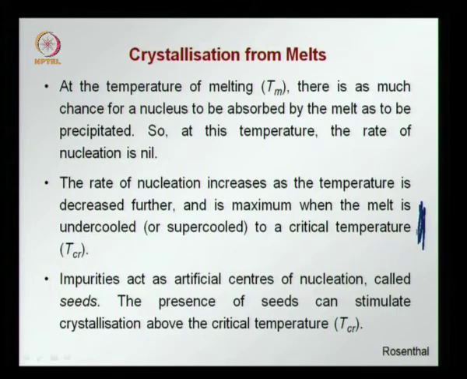Suppose you have impurities in the melt, these can act as artificial centers of nucleation called seeds. In the case that seeds are present, crystallization can occur above the critical temperature, T critical, that is closer to the melting point. If it is a pure material, it has to be supercooled to the critical temperature, T critical, but if there are seeds, then crystallization can occur above the critical temperature itself.